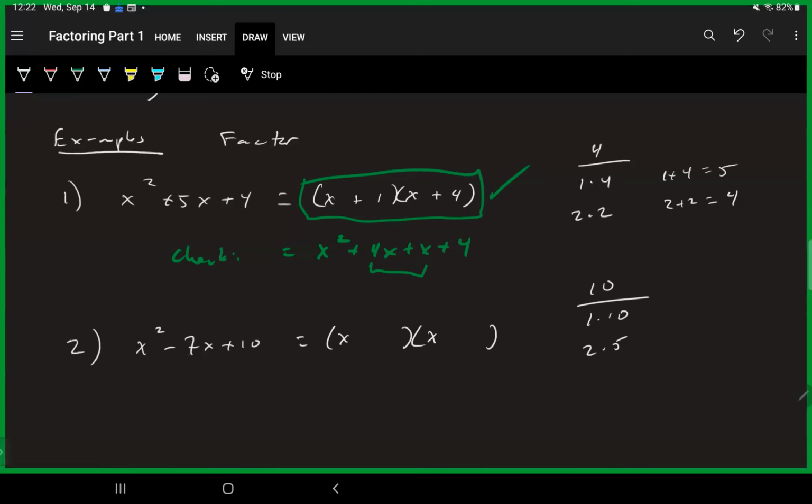But I want it to add up to negative 7. So basically, I want to have two negative numbers added together. It gives me negative 7. If negative 1 and negative 10 gives me a negative 11, negative 2, negative 5 gives me negative 7. Hey, guess what? Minus 2 minus 5. And again, you can check this out, and this one does check out. I'll let you pause it and multiply it out. Make sure that you get x squared minus 7x plus 10 when you do your work.